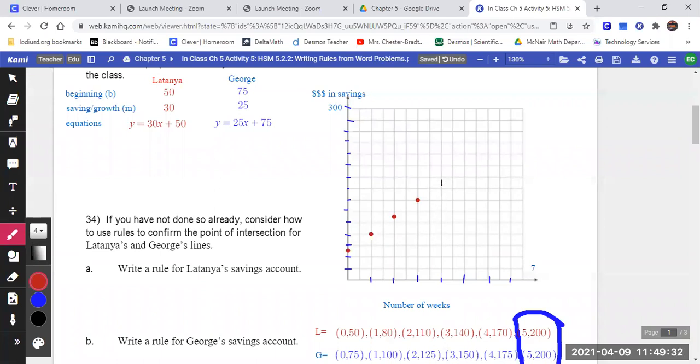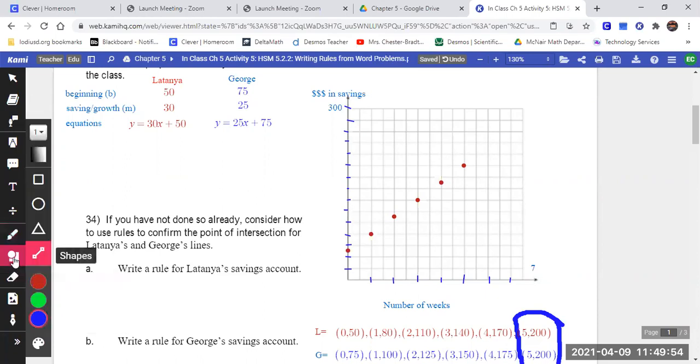Remember, every other one's going to have to be in between because it's 70 or 110. It's in between a 10 and a 20. Okay, and this is 200. So 10, 20, 30, 40, 50, 60, 70, 80, 90, 100. Okay, we're going to connect them with a red line because that's LaTanya's.